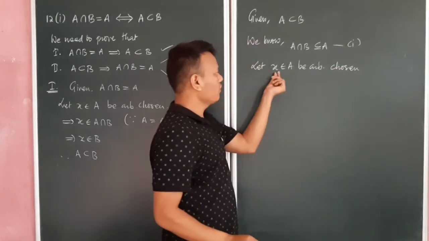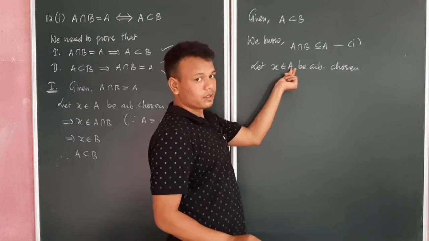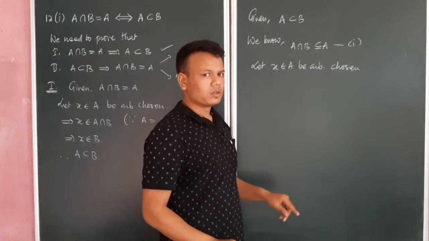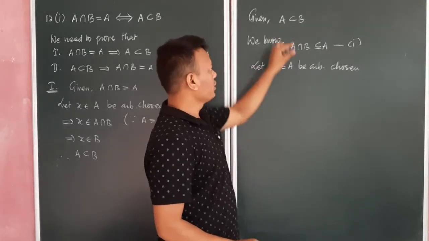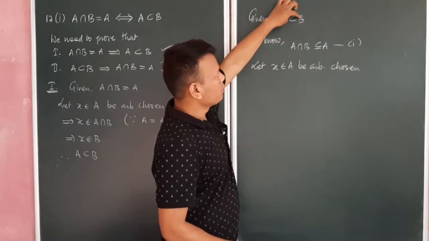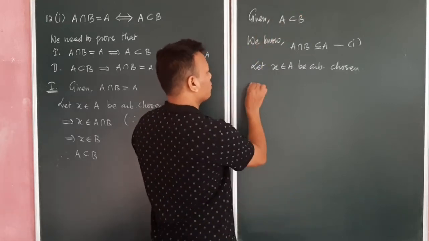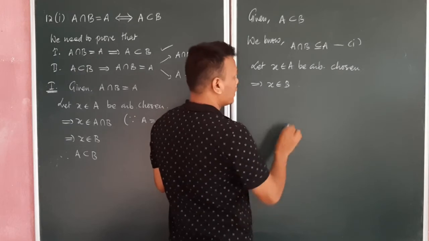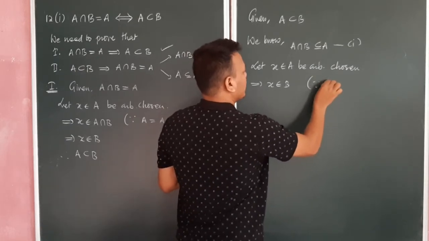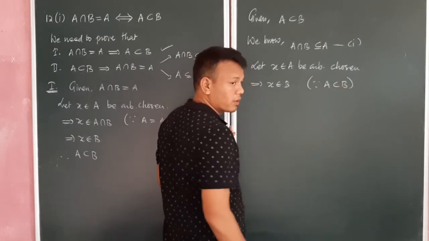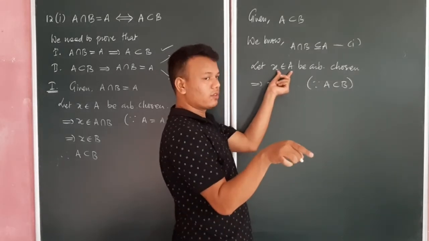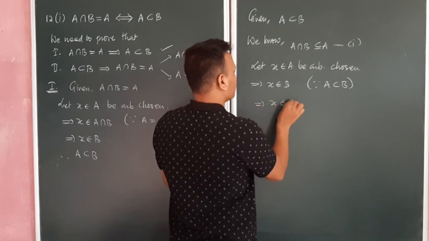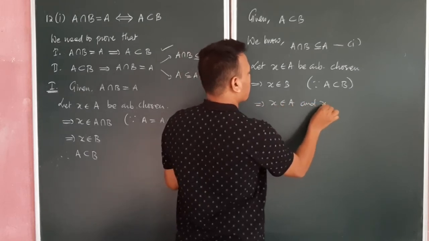Okay, now if this X belongs to A, then X should belong to B also, because it is given that A is a subset of B. That means every element of A must belong to B as well. So this means that X belongs to B as well, isn't it? Now X belongs to A as well and X belongs to B as well. So this means X belongs to A and X belongs to B.